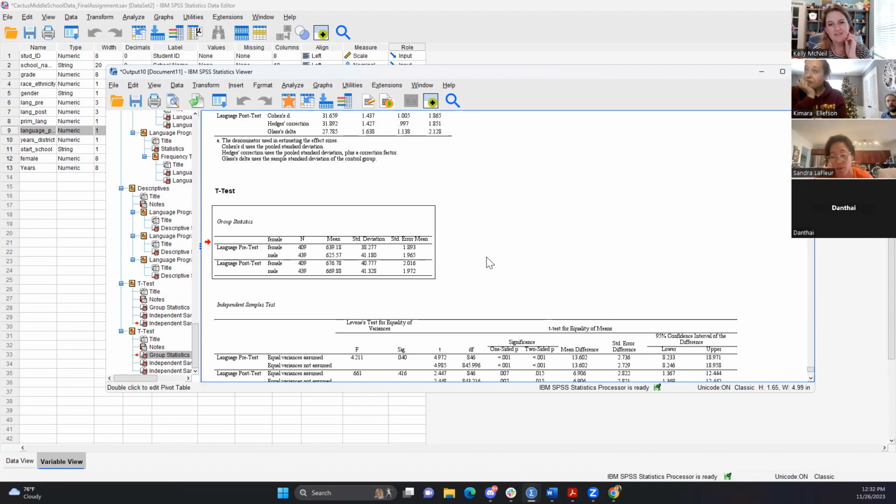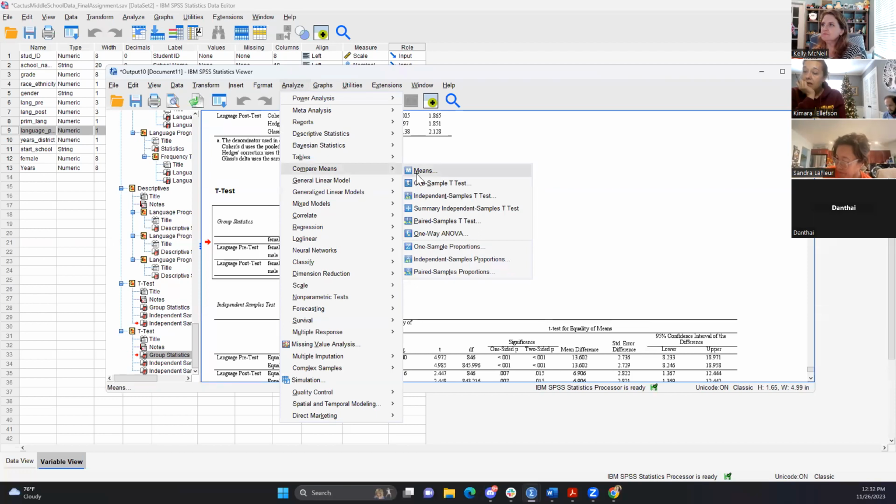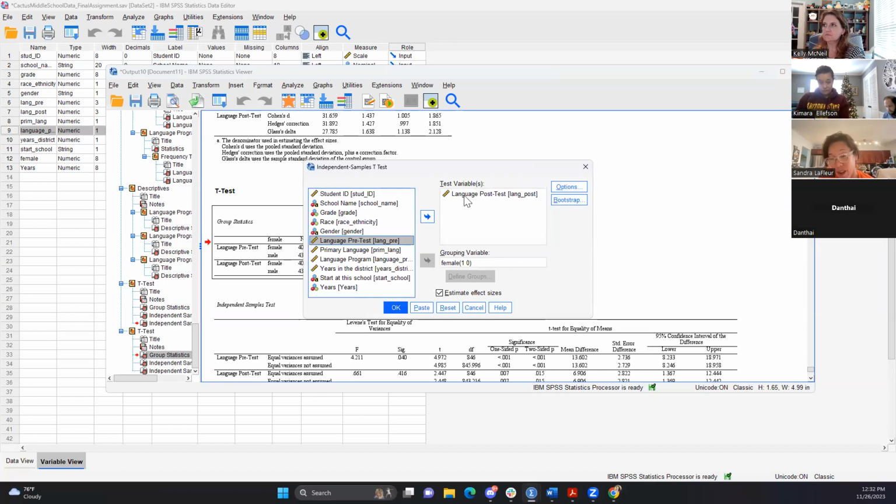Okay, so what else could you run a t-test on? You want to see the boys and girls in the language programs, don't you? That's what I wanna see, right? So I think in that case, what we would do is split the file. You wouldn't just do this.